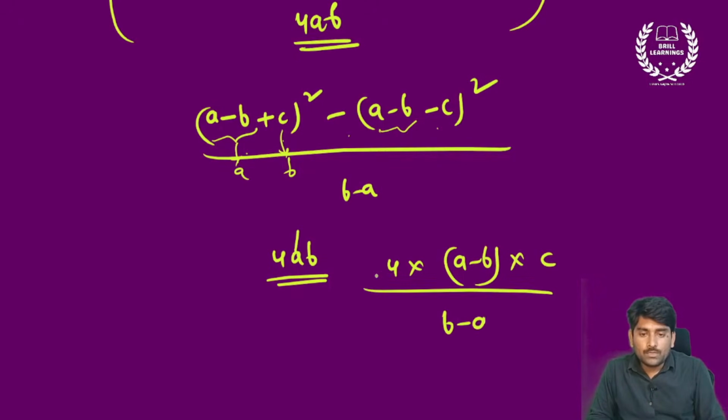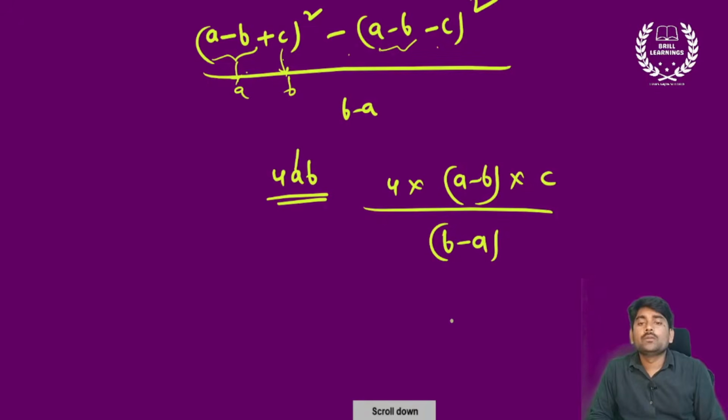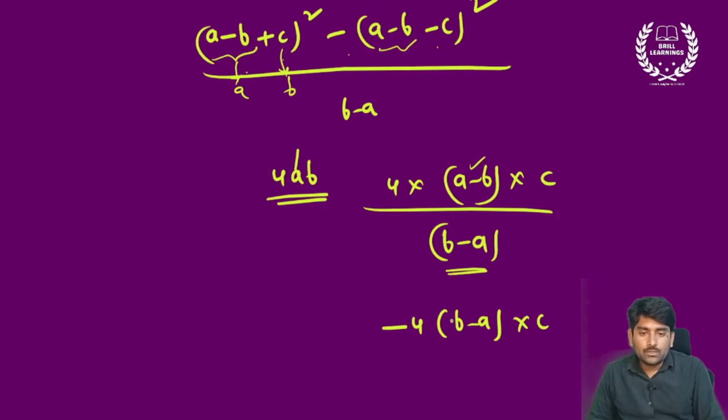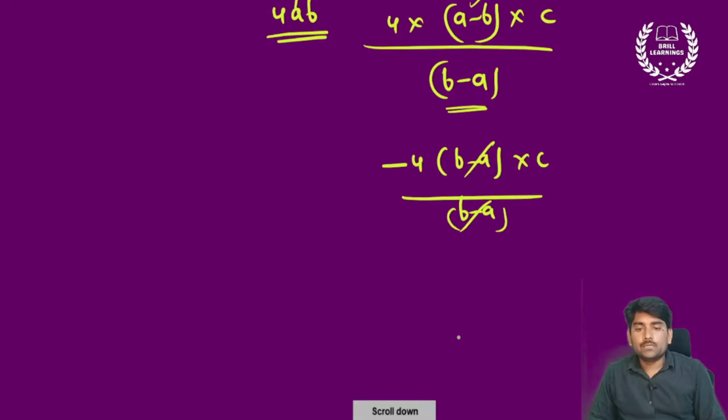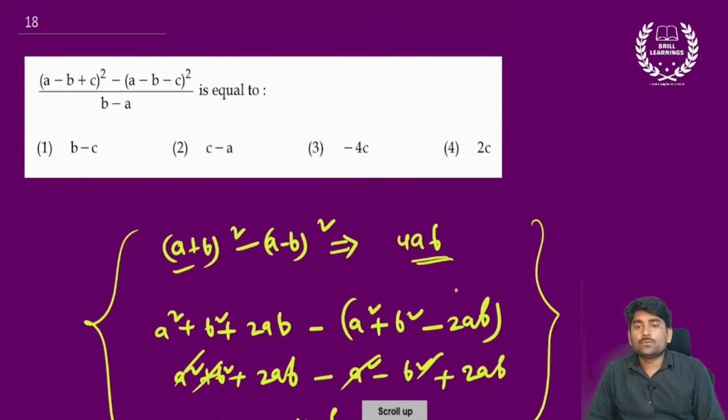Again we have b minus a in the denominator. So if you observe, here we have b minus a, here a minus b. That means if I take minus here, minus 4 (b minus a) into c by (b minus a). So these two will be cancelled. So I am left with minus 4c. This is our answer here.